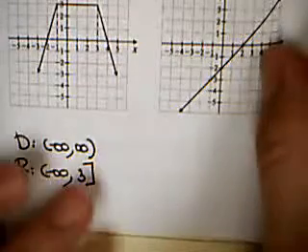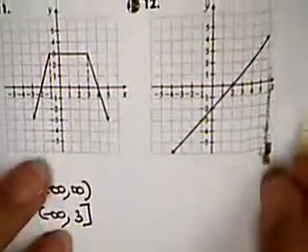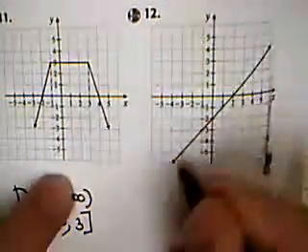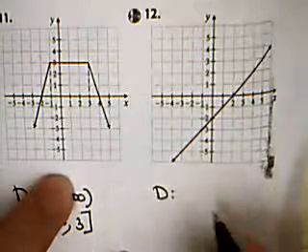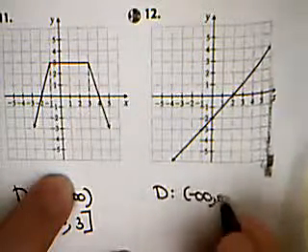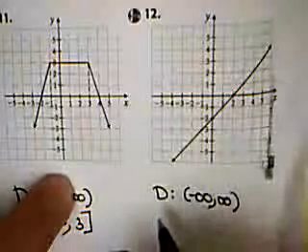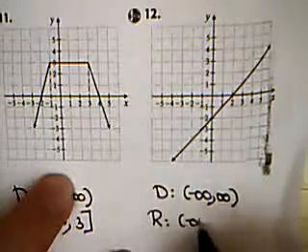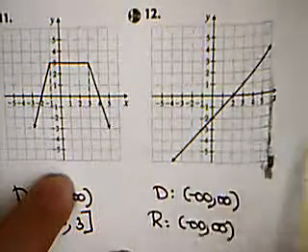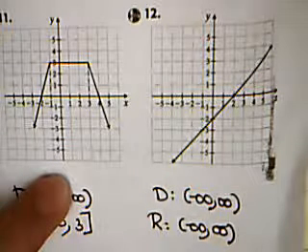Our easiest one would be number 12. It goes to the left and to the right forever. So it would be negative infinity to positive infinity. There's no breaks in the graph. Range, it goes down forever, goes up forever. And that's what domain and range look like.